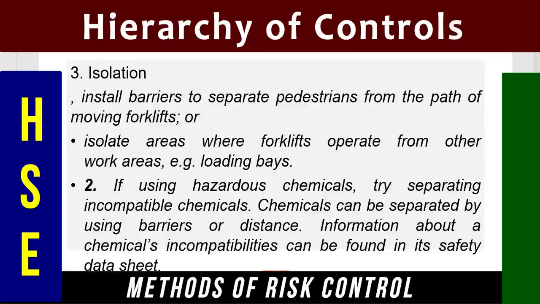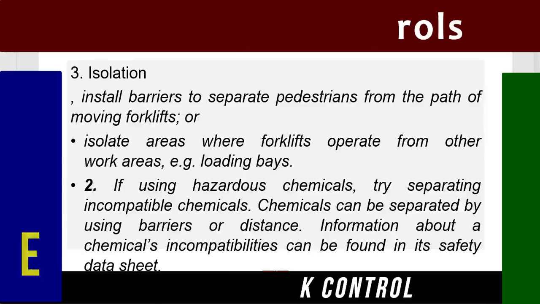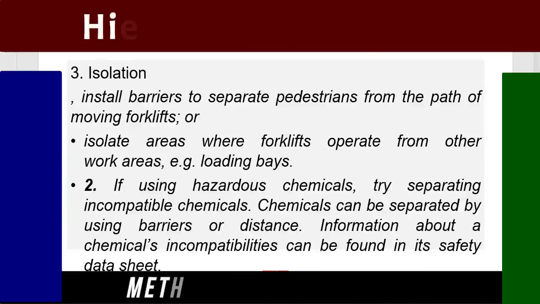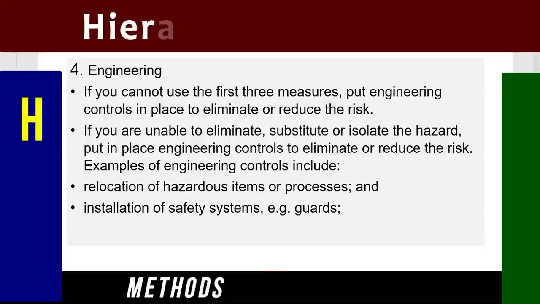A second example of isolation might be if using hazardous chemicals, try separating incompatible chemicals. Chemicals can be separated by using barriers or distance. Information about a chemical's incompatibilities can be found in its safety data sheet, SDS. And this is the way you can isolate the hazards, you can isolate the risk from exposure to the workers.